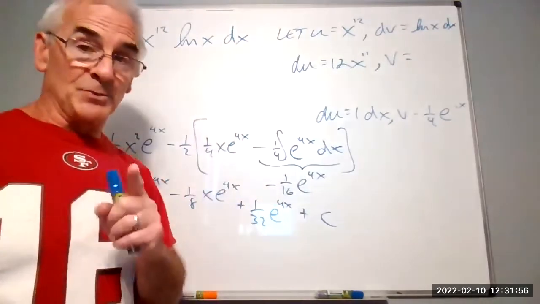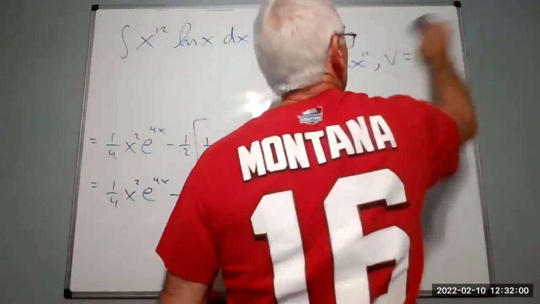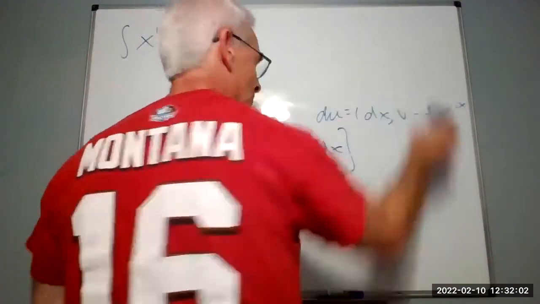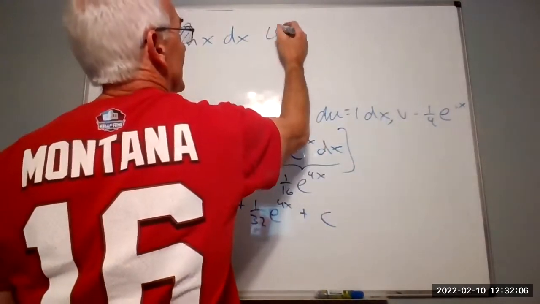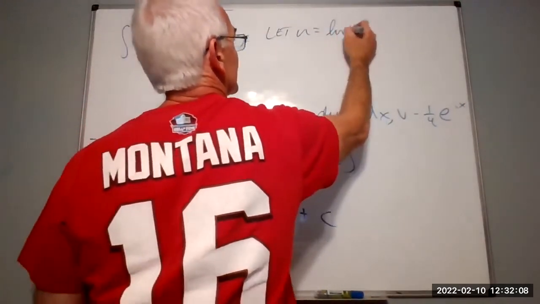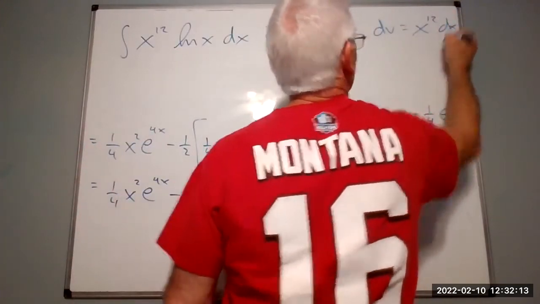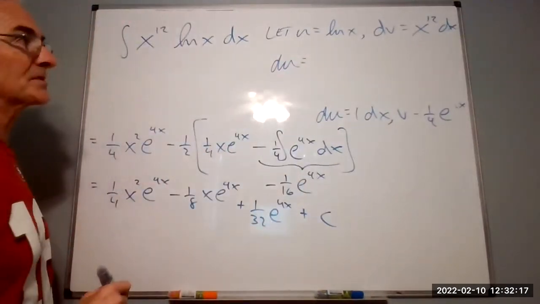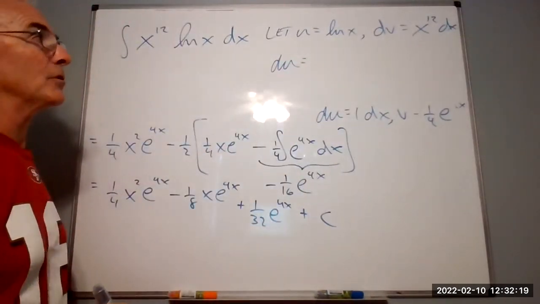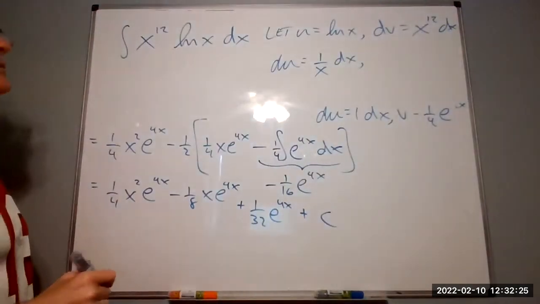Because we don't know the antiderivative of the natural log, that dictates my choice, but it also makes the problem, believe it or not, much simpler. If I say now let u equal log x and dv equal x to the 12th dx, what's du? What's the derivative of the log x? Oh, 1 over x. So this will be 1 over x dx, and then the antiderivative of x to the 12th.